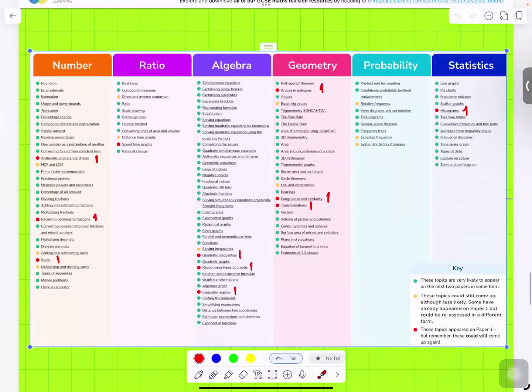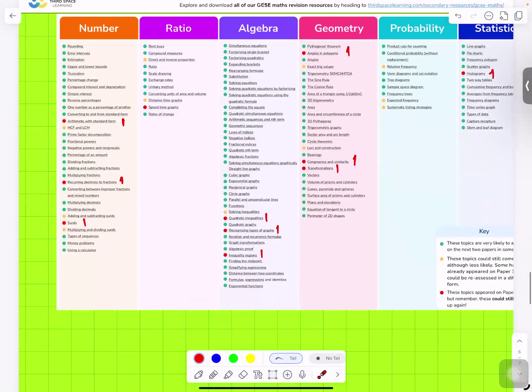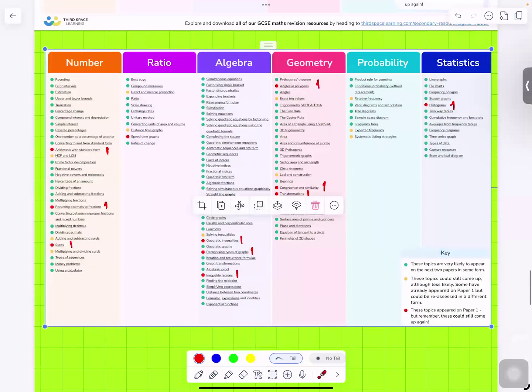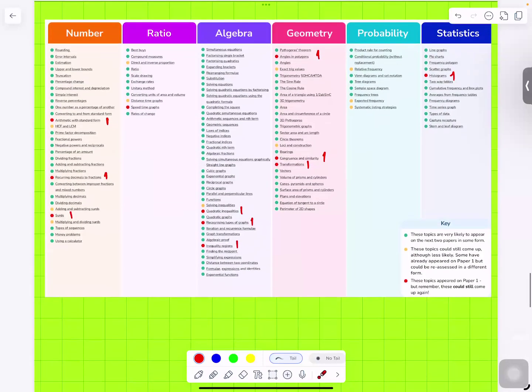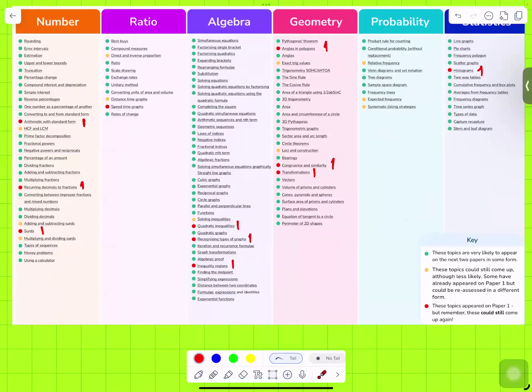Distance between two coordinates. So take your time and go through this list, and do one question of each. So you're talking of 30 to 40 questions, one from each topic, and that will set you ready for the exams.